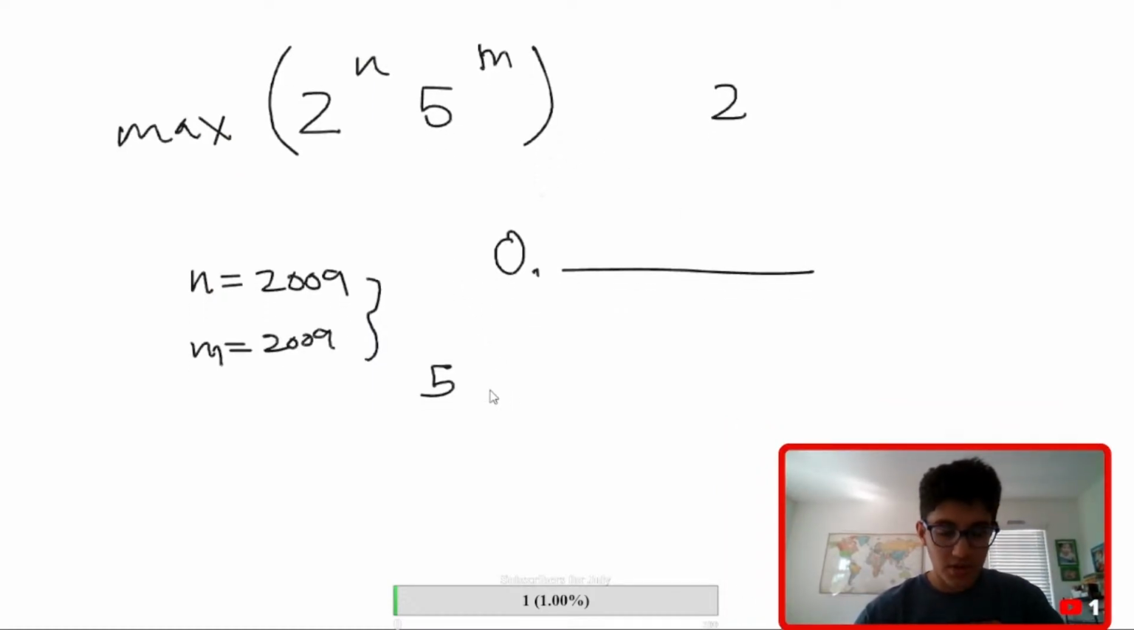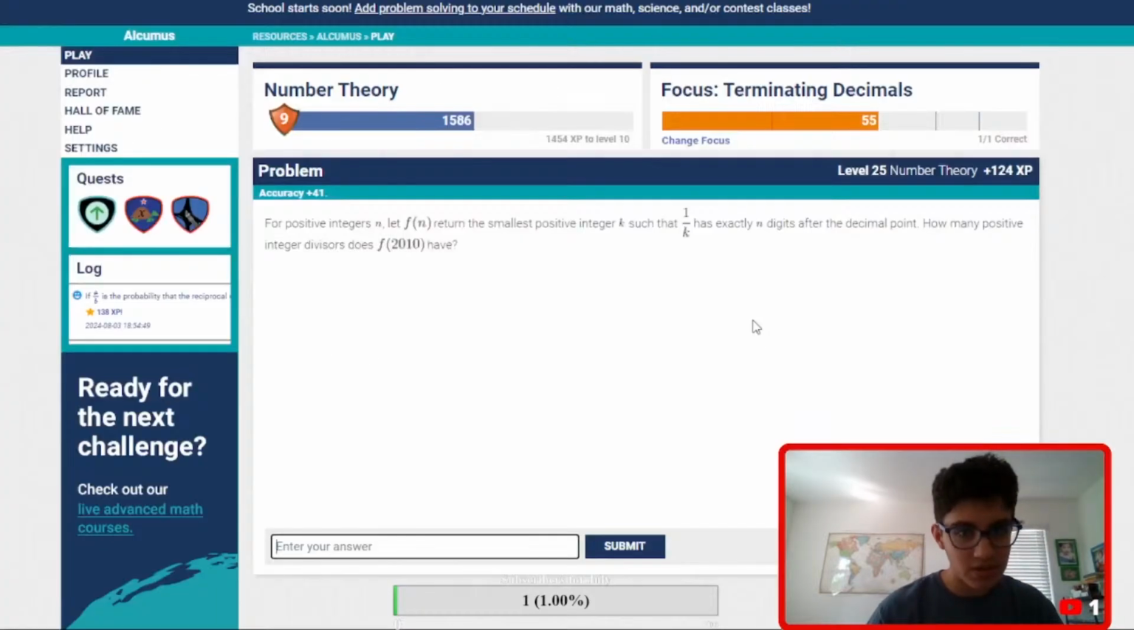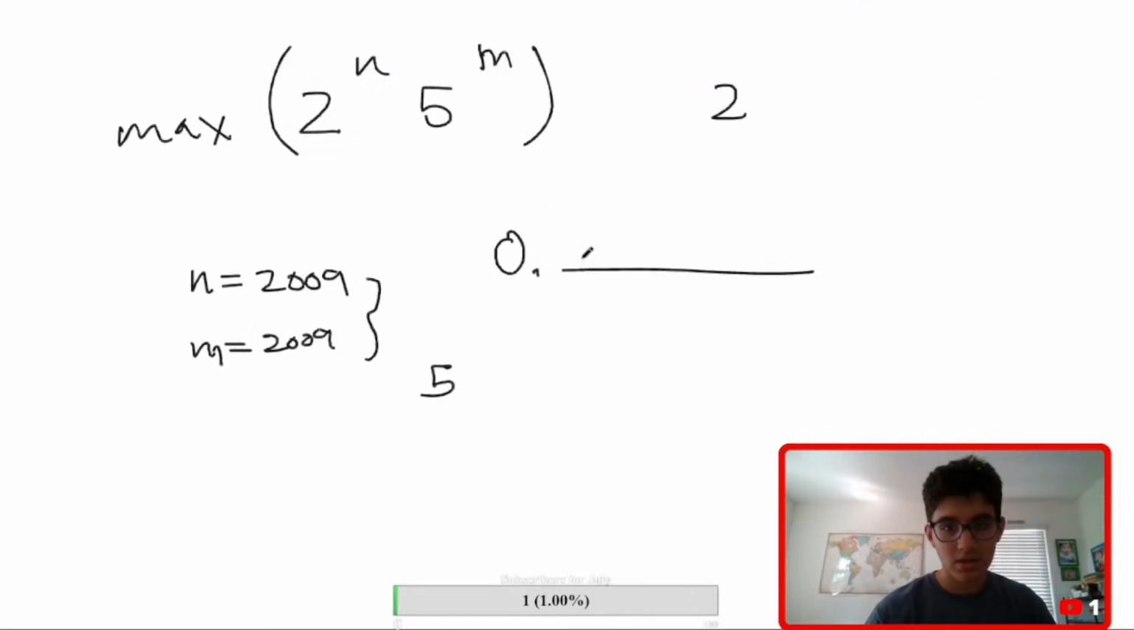Okay, so we can put in, if this is the case, then what will we have? We'll have 0 point, lots of zeros. Isn't it asking for the minimum such k such that 1 over k has 2010? Minimum, or I think it's maximum. Oh, smallest. Okay, sorry. Again, another stupid mistake. So minimum. My bad again.